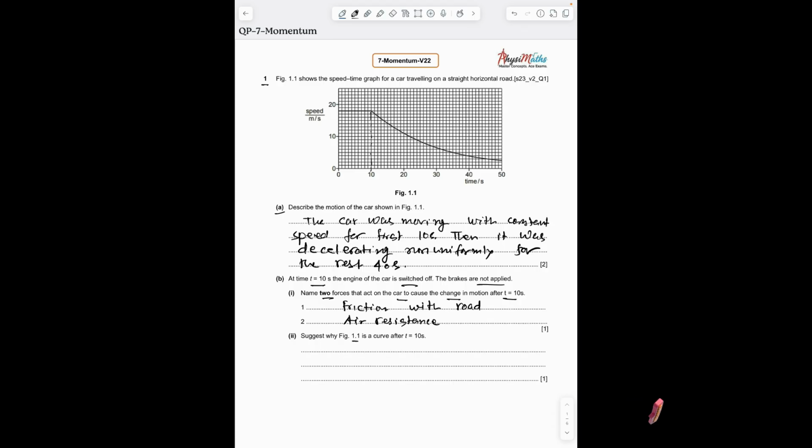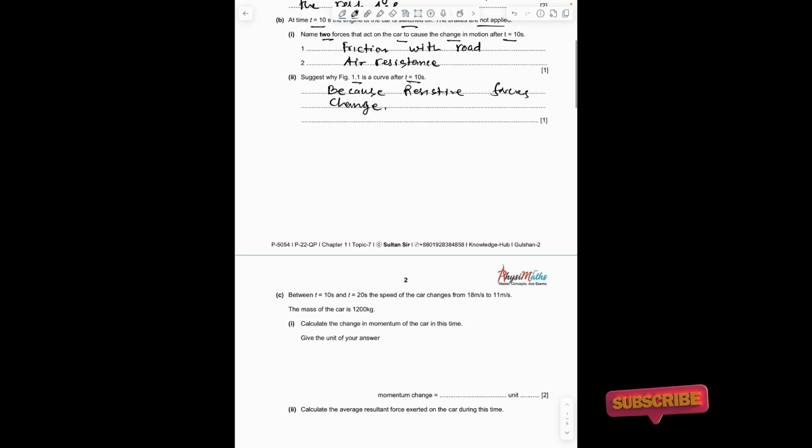Says why in figure 1.1 the graph is a curve after 10 seconds. Because resistive forces change as the speed decreases, so the resistive force also decreases.